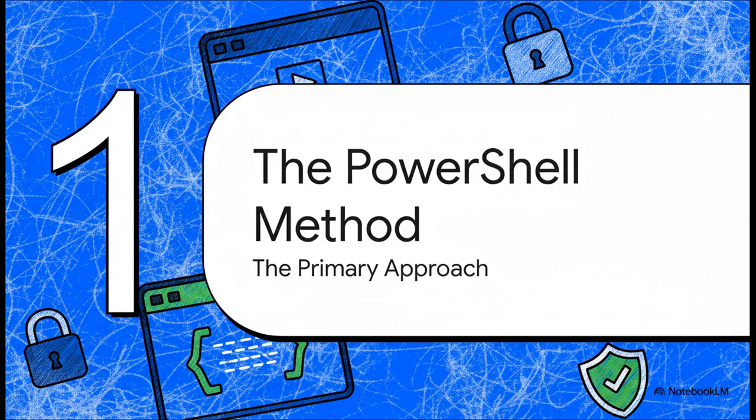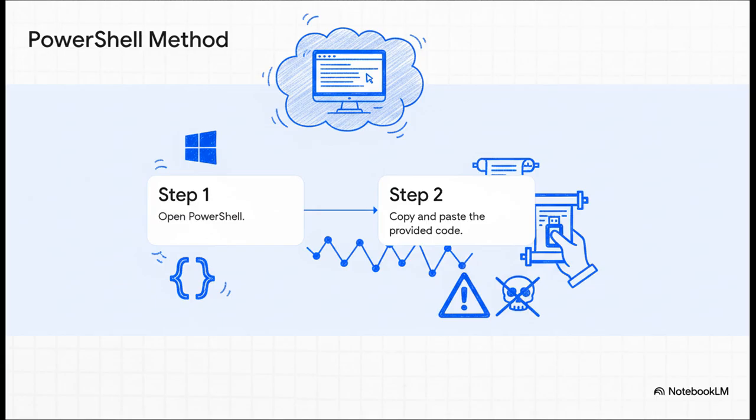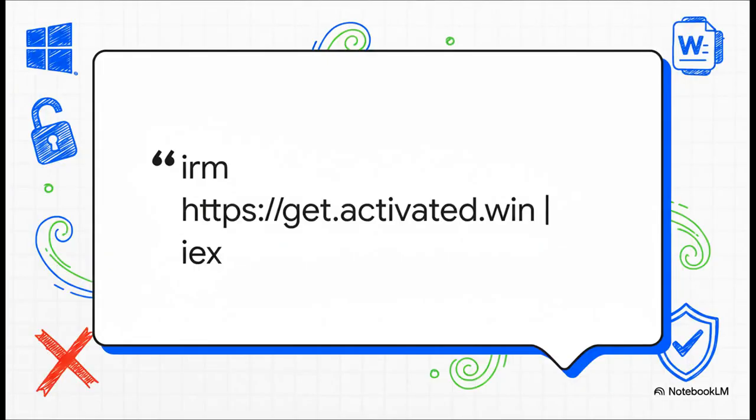So, the very first method they show you is what they call the PowerShell method. They even put a little heart emoji next to it on the page, so they're making it pretty obvious that this is the one they recommend, their primary approach. And getting it to run? Well, it's super simple, really just two steps. First, you open up PowerShell, which is that powerful command line tool that's already built into Windows. Then, second, you just copy a single line of code from their website and paste it straight into that PowerShell window. That's it. And this is the magic line of code right here, specifically for Windows 8 and up.